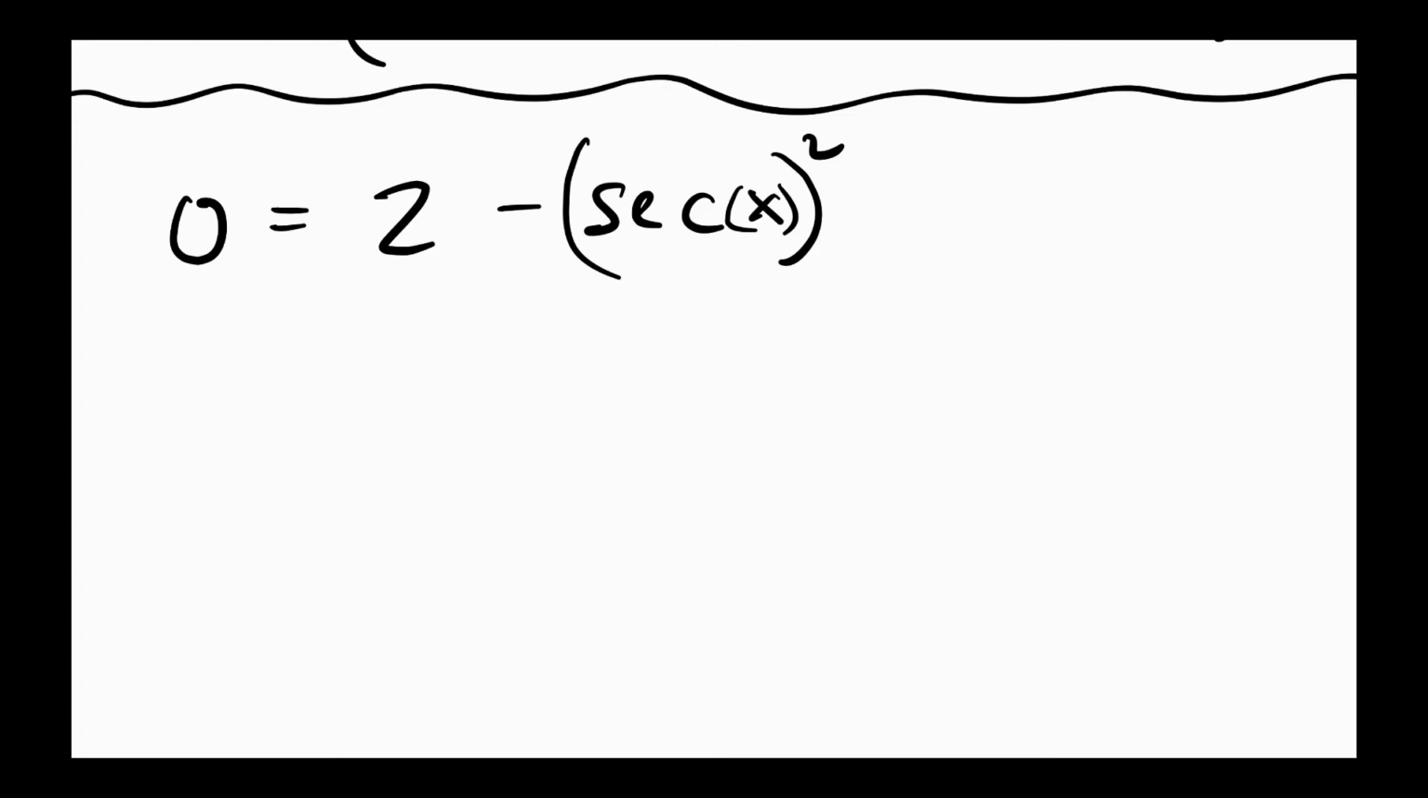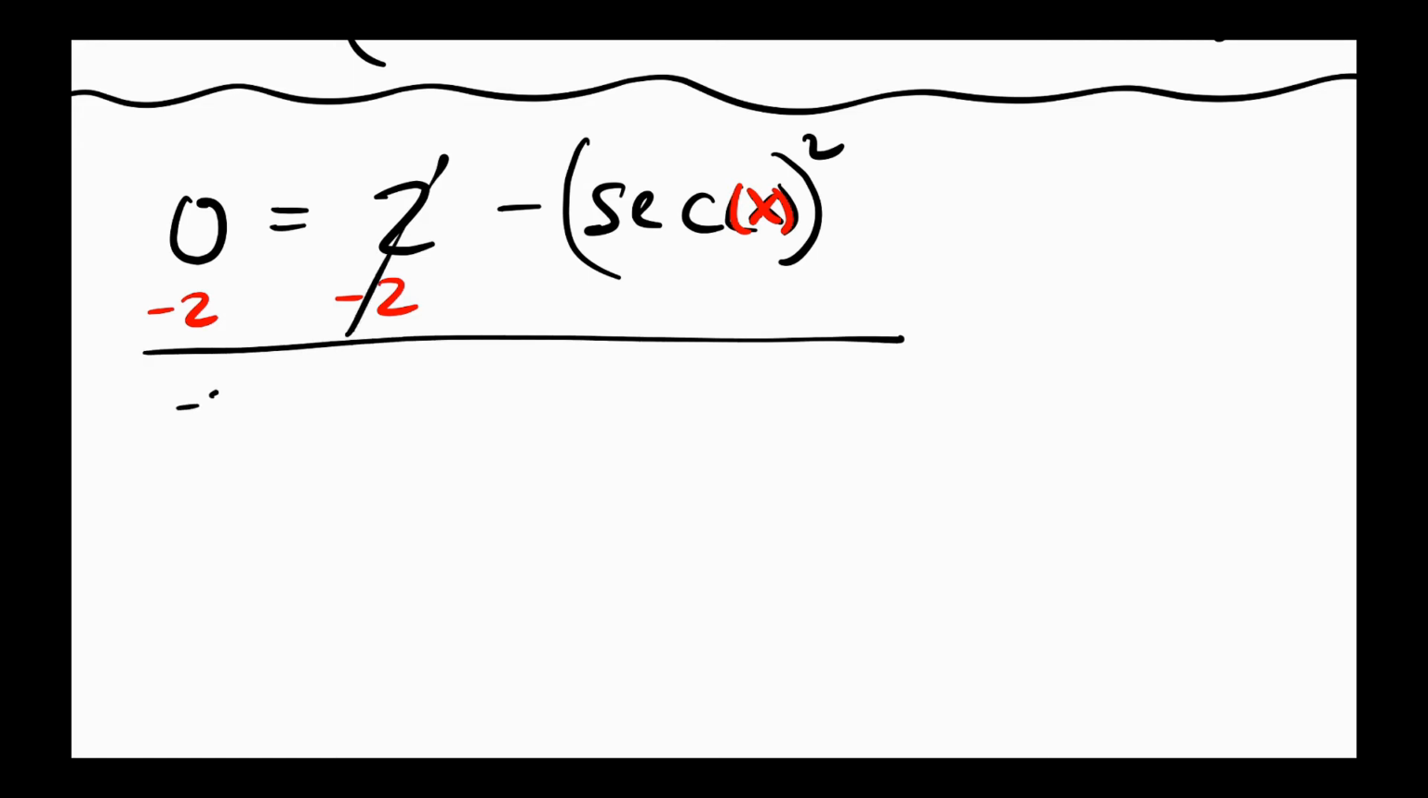I want to isolate this guy here. Now, I'm not going to be able to isolate it perfectly, but I can isolate it somewhat. So what can I do first? There you go. That's the first step. Good. First step is subtract 2 from both sides. So we get -2 equals -1 or negative secant squared.